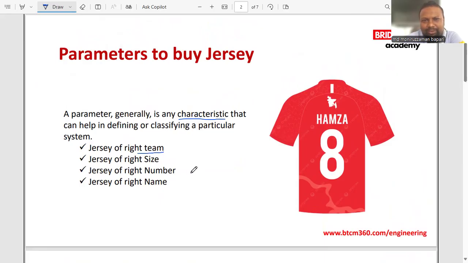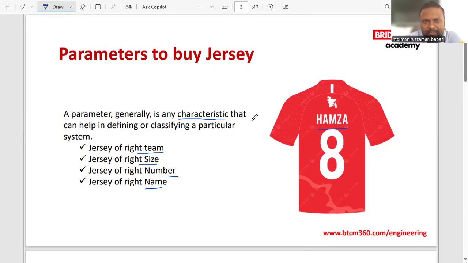If he hates Barcelona and you buy a Barcelona jersey for him, it is not going to be a very good gift. Then you must know the right size. You buy a jersey for him, but it doesn't fit him. It's not a gift. Then, if he likes some number on the back, you must do so. And if he wants some name on the back, you can buy a jersey with the name. So these are the parameters that define a birthday gift for your friend, particularly a jersey.